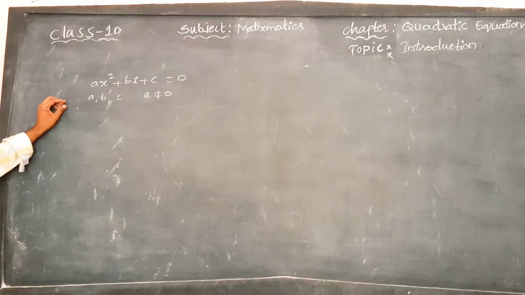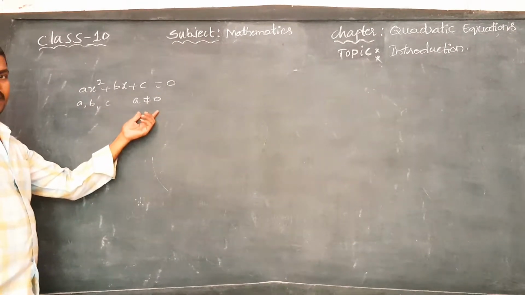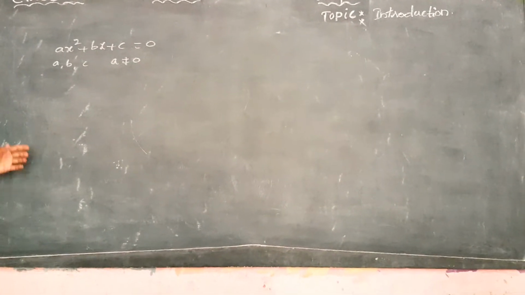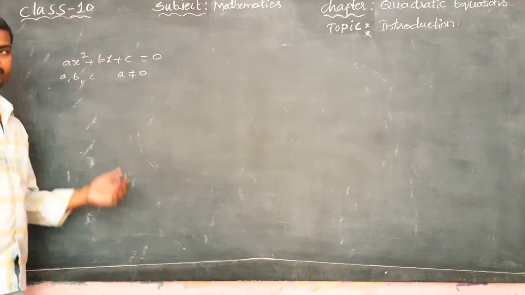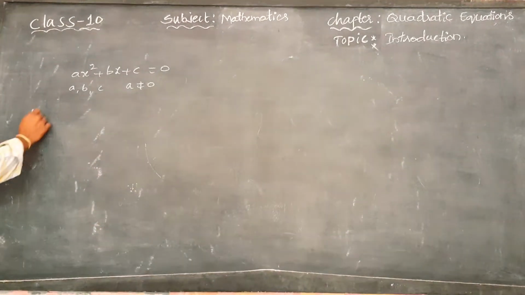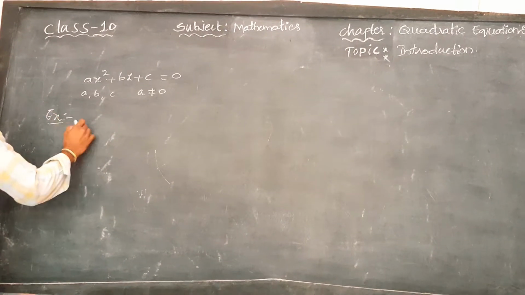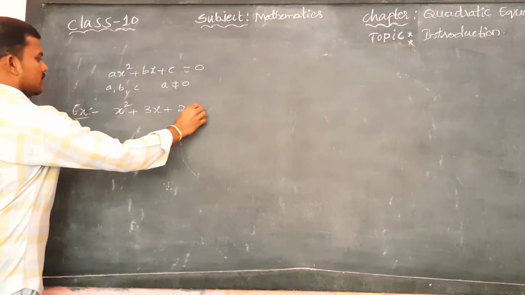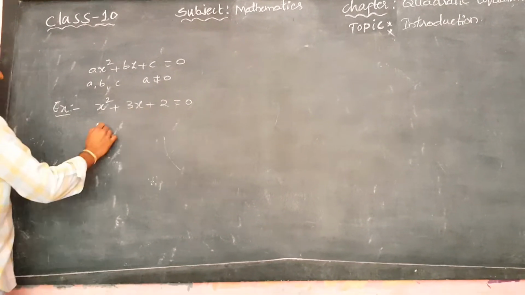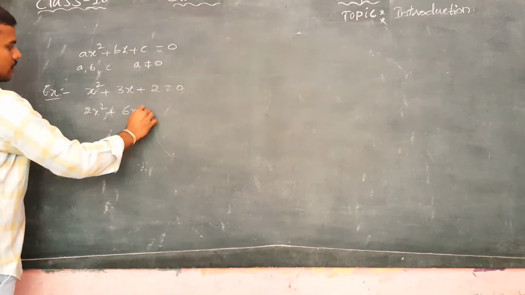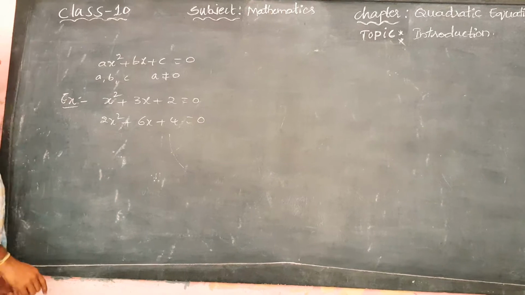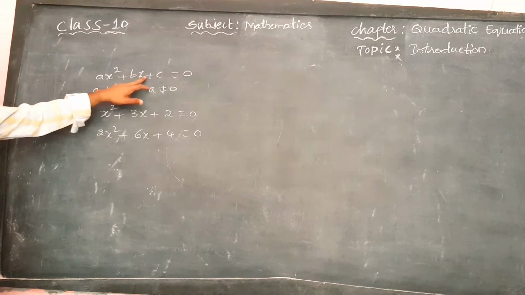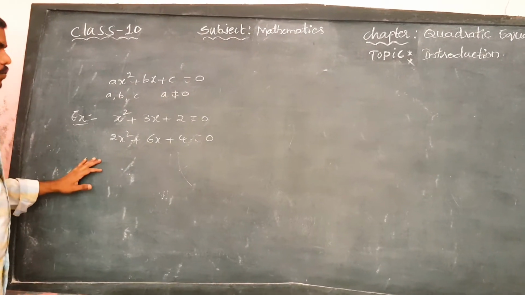If a, b, c are real numbers and a is not equal to 0, then ax square plus bx plus c is equal to 0 is called a quadratic equation. This is the standard form. For example, x square plus 3x plus 2 is equal to 0, and 2x square plus 6x plus 4 is equal to 0. These are examples of quadratic equations. These examples are in the form ax square plus bx plus c is equal to 0.